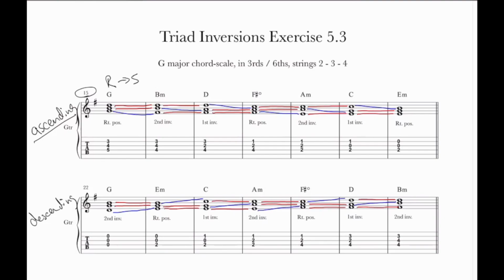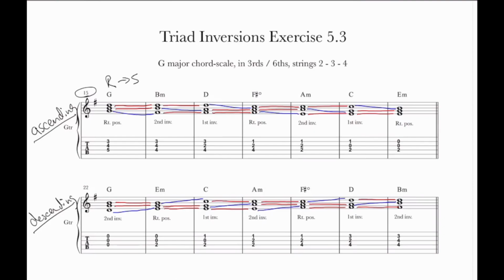Let's take a look at the bottom system here. So we're looking down here in this descending part. So now the root movement is descending. So for example, you have G to E minor, which is moving down a minor third. You have E minor down to C, which is moving downward a major third, and so on. So you've got the root movement moving downward, but as you can clearly see, the pitches are moving generally upward.